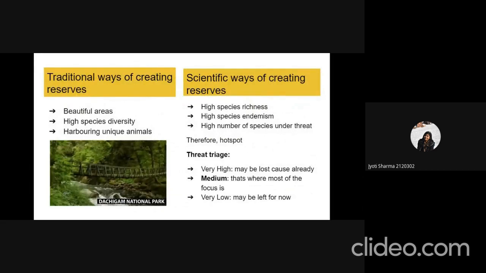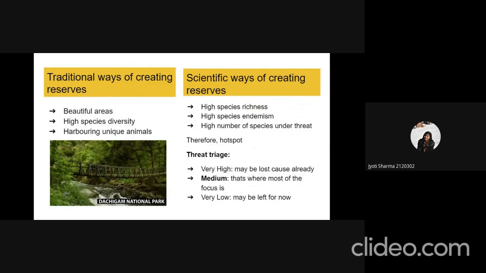Then, because we want to conserve our species and wildlife, we had some traditional ways of creating reserves. Some years ago, they selected regions that were very beautiful and had high species diversity. Such regions were created as reserves in the traditional manner. But this was not scientific, because based on beautiful areas alone we can't create a reserve. So for creating a reserve we must have a scientific view.